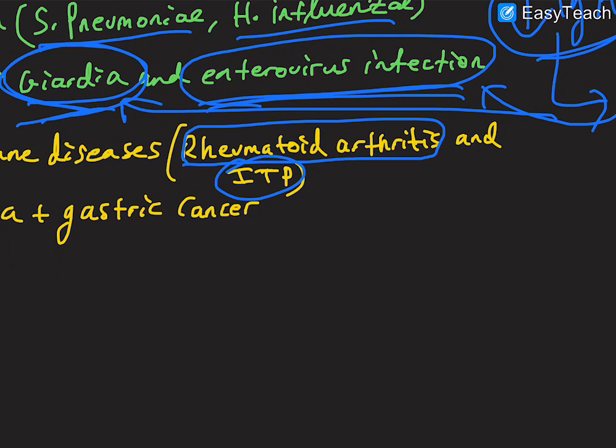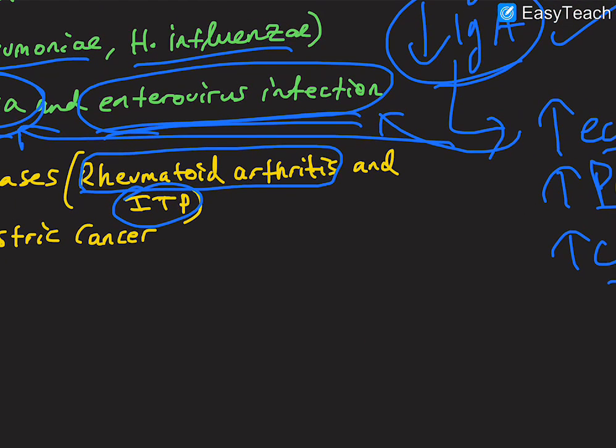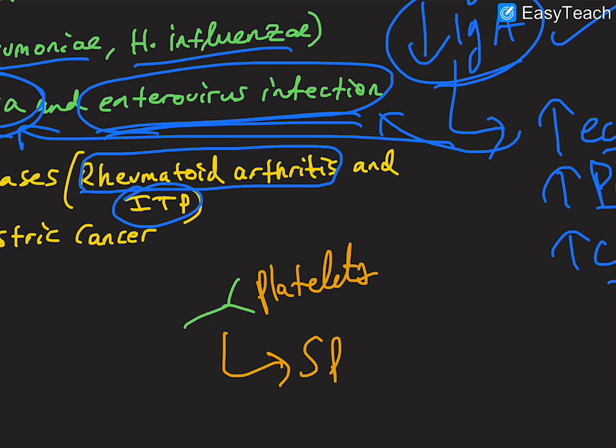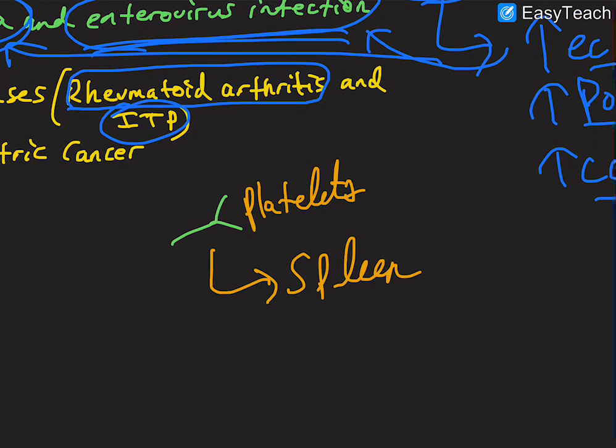We'll do a separate video on this, but just to quickly mention what this is: you make antibodies against your own platelets, and that causes destruction of platelets in your spleen. So you're going to have a low platelet count, hence the thrombocytopenia part of the name. Immune, because you're making antibodies against your platelets, and purpura, because you get things like petechiae, purpura, and ecchymosis if you have low platelets. So that's going to lead to bruising or things like purpura.